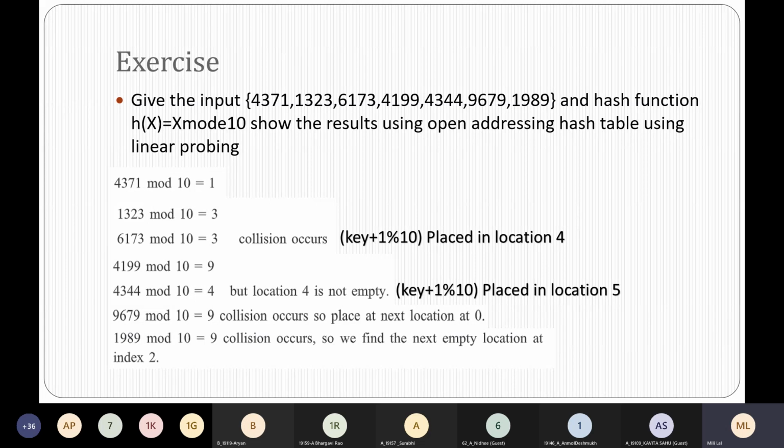8, 9, 0, 1, 2, 3, and if I come back to 5 again, I should not place it there. So it should not be the same as the key, and it should be available also. So we are checking both, and accordingly we are placing the data wherever the next available slot is.